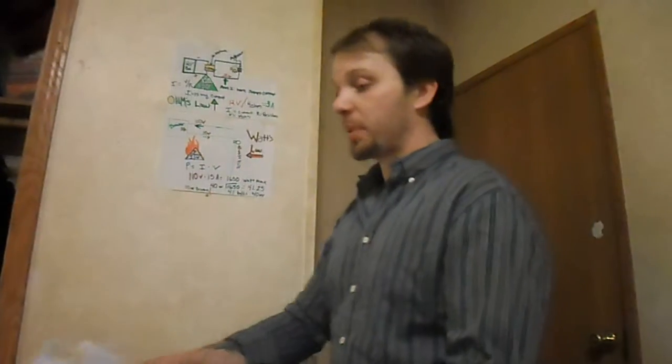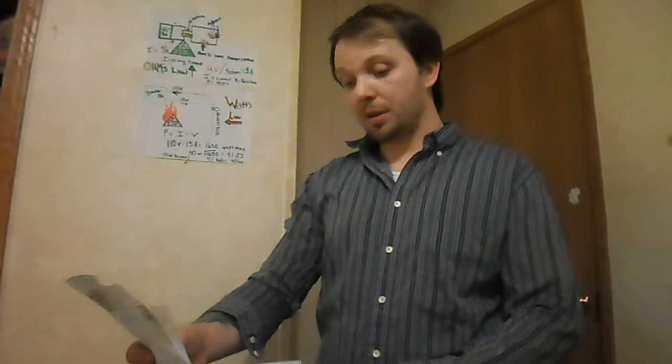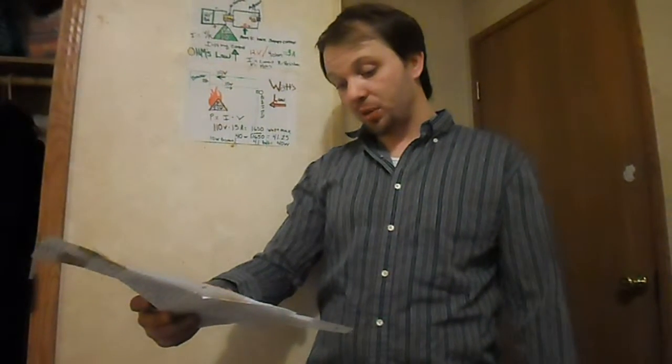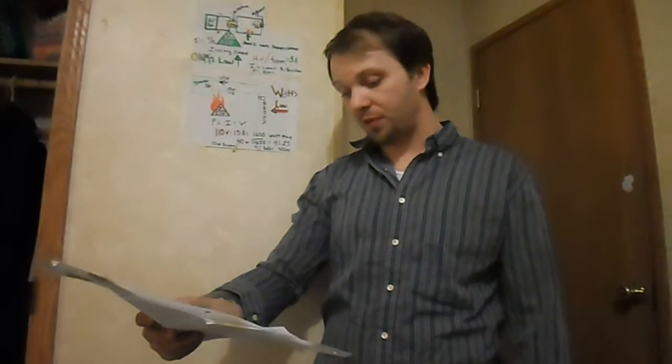Now we're going to talk a little bit more about Watt's law. The watt is a derived unit of power in the International System of Units. It's named after James Watt. The unit is defined as joule per second and can be used to express the rate of energy conversion or transfer with respect to time.